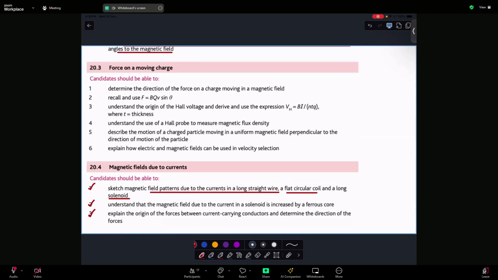Okay, determine the direction of force on a moving charge. We did this last class. Recall that F equals BQV sine theta. We did that. Understand the origin of Hall voltage and derive the equation BH equals BI divided by NTQ. We did that. Understand the use of Hall probe to measure magnetic flux density. Done. Describe the motion of charged particle moving in uniform electric field perpendicular to the direction of motion. What does it do? When a charged particle moves it spirals and goes in a circle. Explain how electric field and magnetic field can be used in velocity selection. That's what we're going to do today.